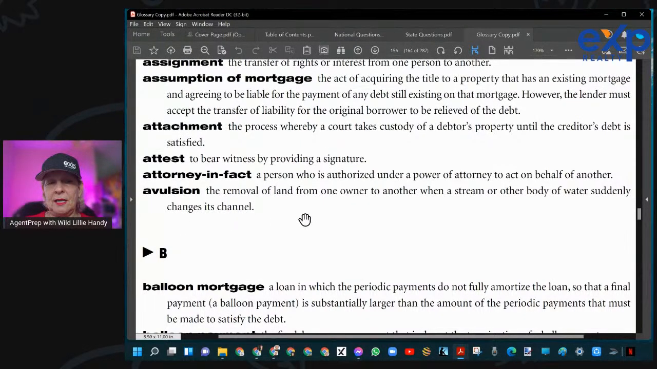Avulsion, the removal of land from one owner to another when a stream or other body of water suddenly changes its channel. So, that's channel, a stream, a river, a creek. If there's, let's say, a flood or rainstorm, and the banks of the creek, the stream, or the river start falling, well, some of that soil, some of that land is going to be removed from that bank and end up on somebody else's land. Nobody gets penalized. Nobody gets fined. Nobody gets sued. It's an act of nature. That is avulsion.